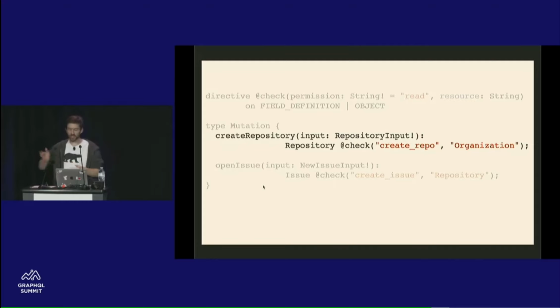Because now anyone can go through and scan it and think, create repository, create repo, yeah, that sounds about right. And there's a lot you could do with this. You could even expose this stuff to end users. You could show them, hey, here's the level of access, or return what role you need to access a thing, stuff like that. So this would actually be a really nice pattern.